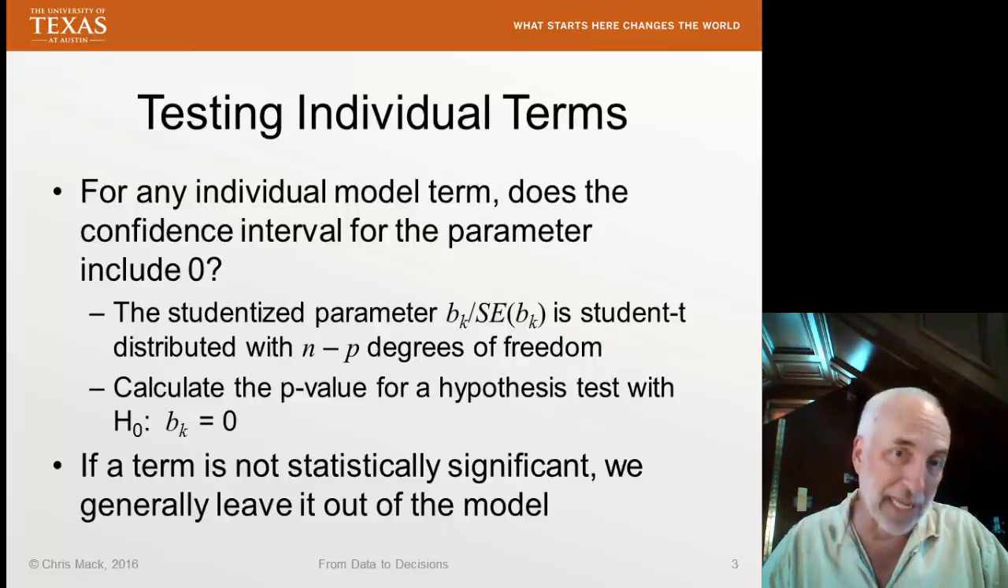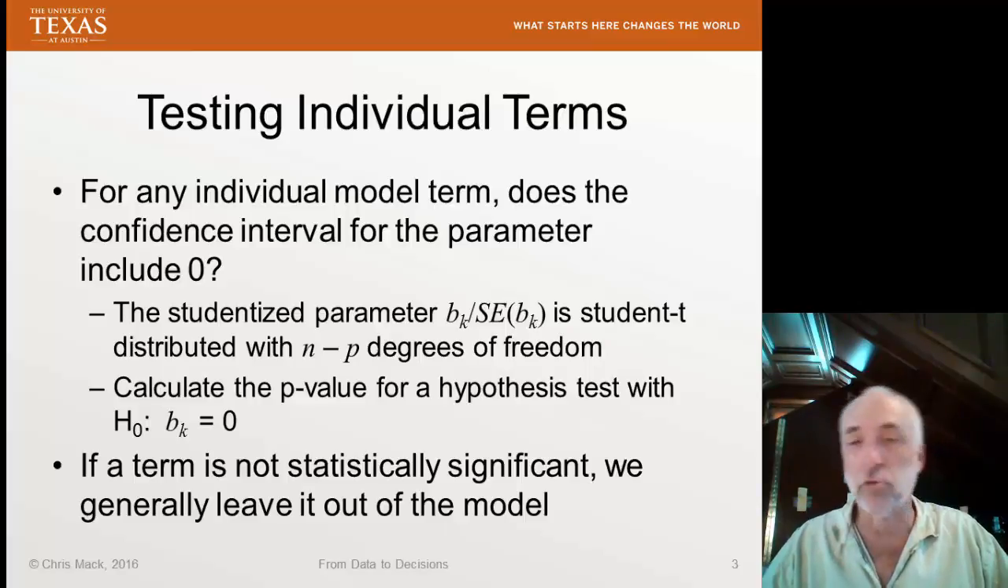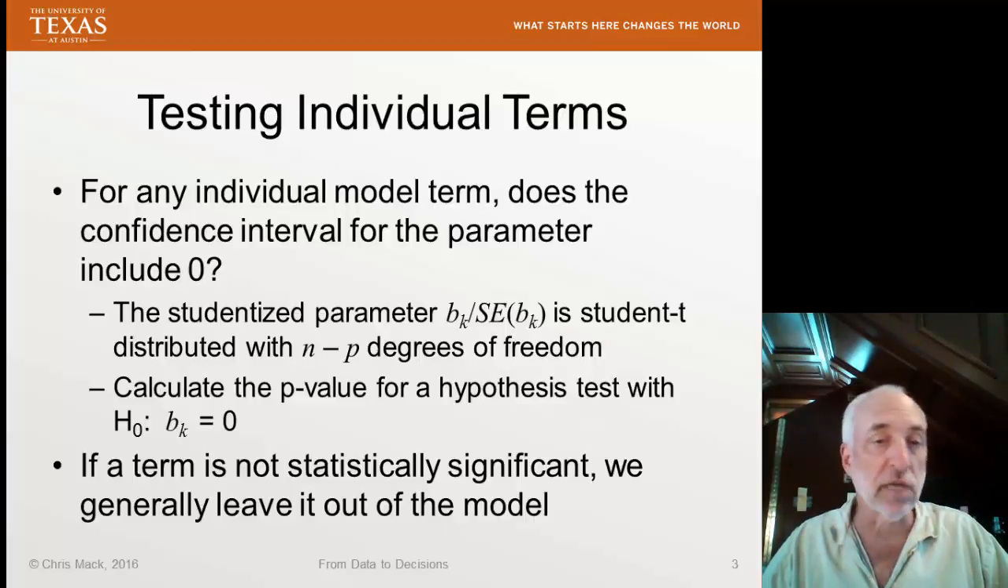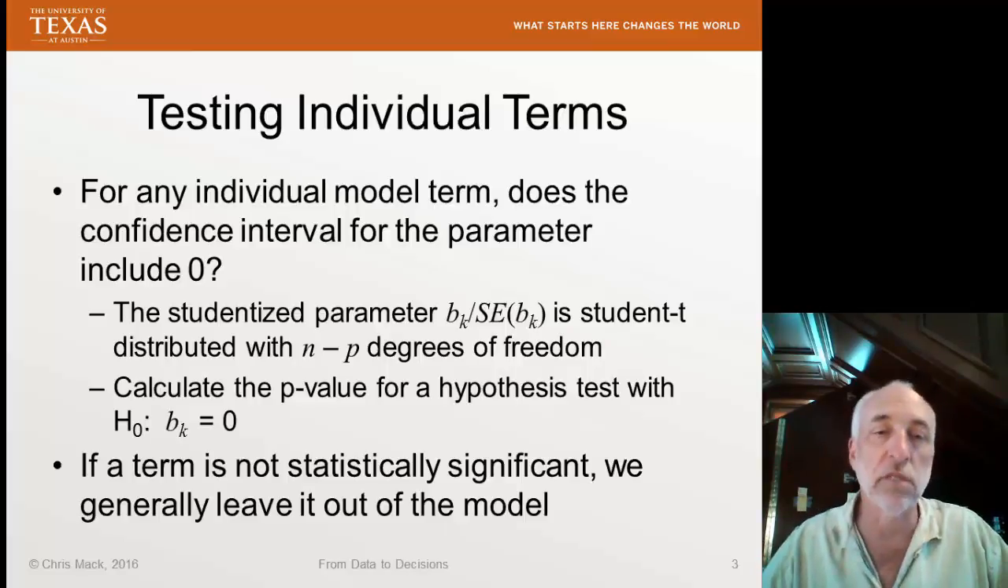Now, things get a little more complicated than that in multiple regression. We're going to see this later. If I have more than one term that are not statistically significant, that is, more than one term where beta k equals 0 and the null hypothesis cannot be rejected, that doesn't mean I can throw them both out, because they might be correlated with each other. So that's a topic we'll talk about in the future.